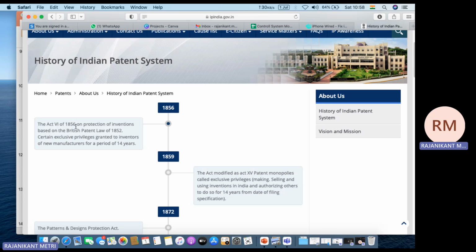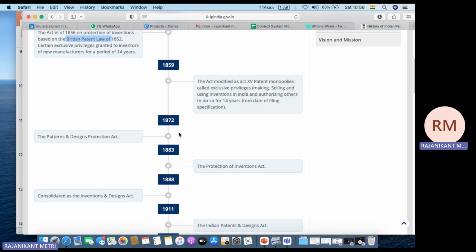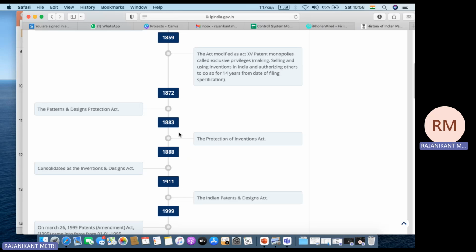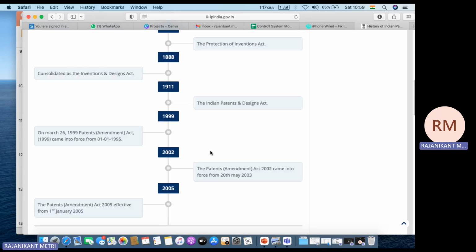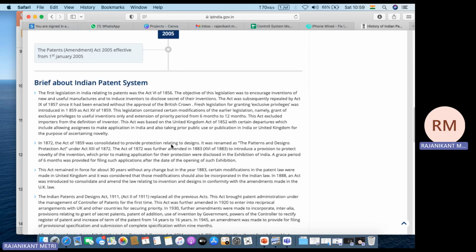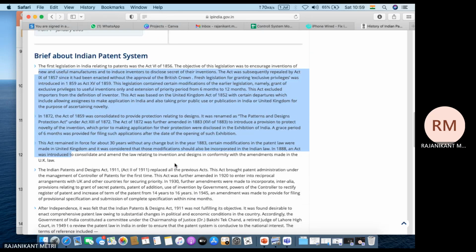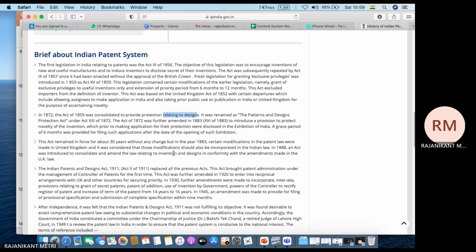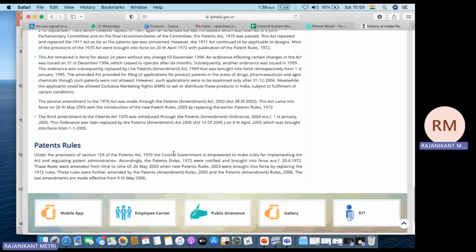So the Act 6 of 1856 on protection of inventions, based on the British Patent Law of 1852, is done. Then subsequently it is modified or some amendments have been done. And you can read here, in 1872 the Act of 1859 was consolidated to provide the protection relating to designs. And every information is mentioned here.